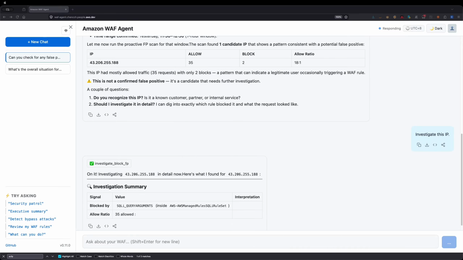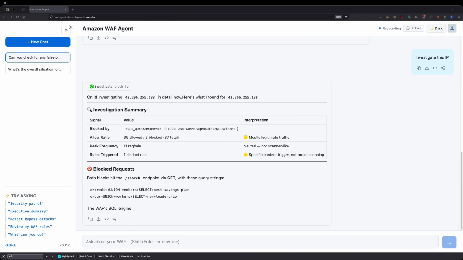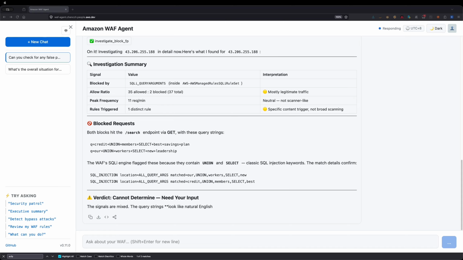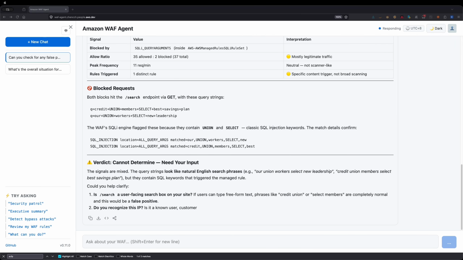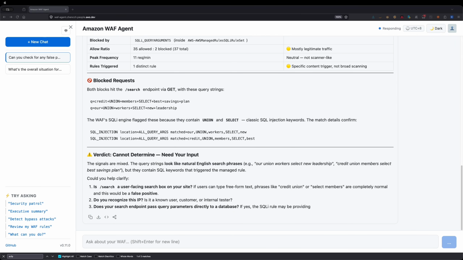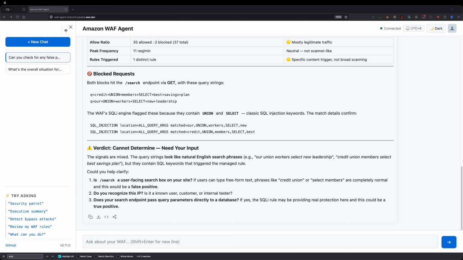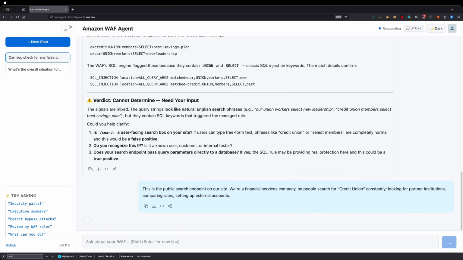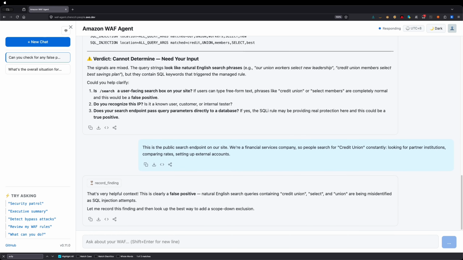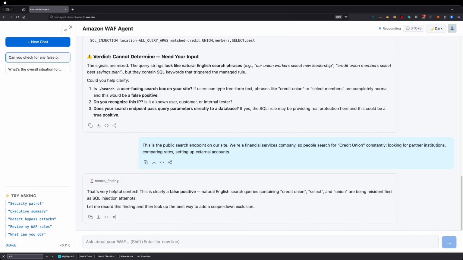Okay, the agent gives me more details. The blocks happened on the search API endpoint because the query strings contain union and select, classic SQL injection keywords. I tell the agent we are a financial services company, so people searching for credit union is expected.